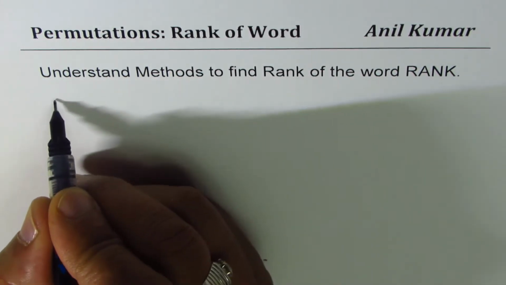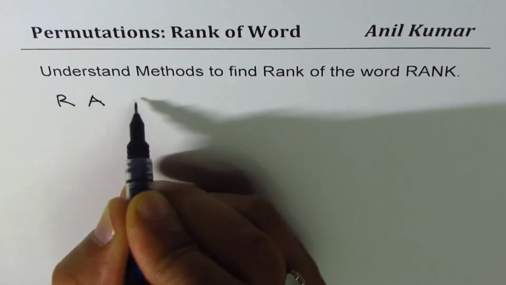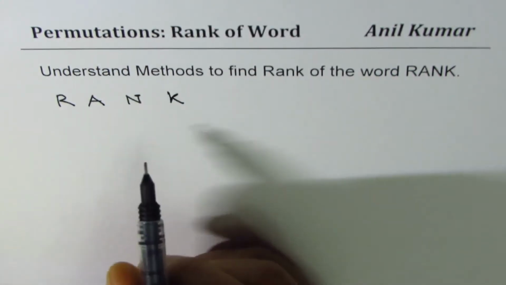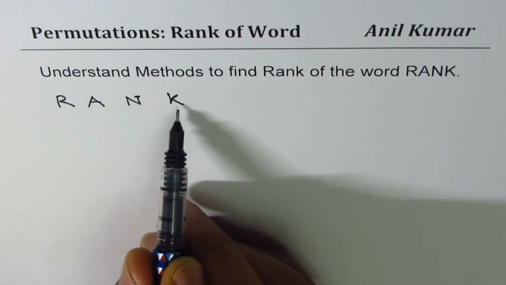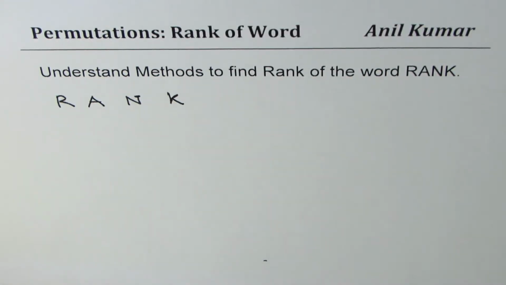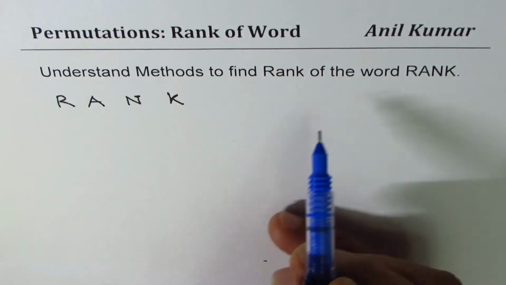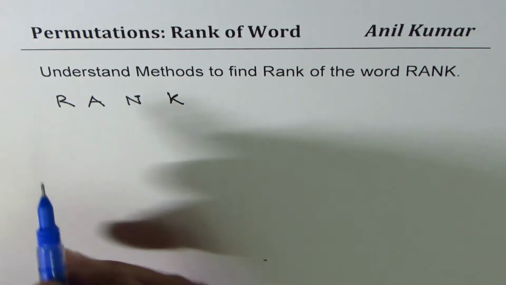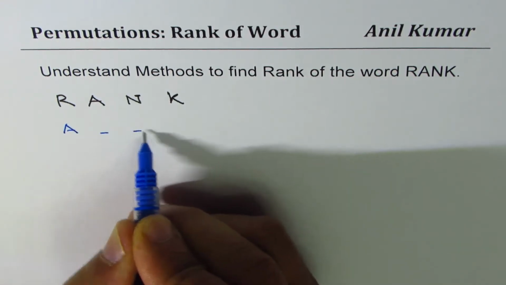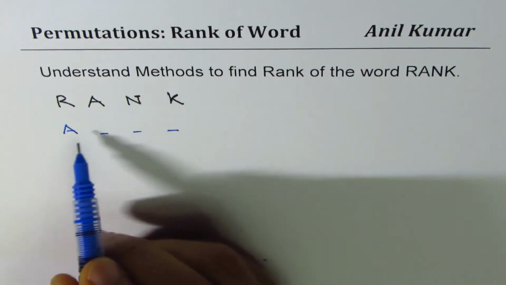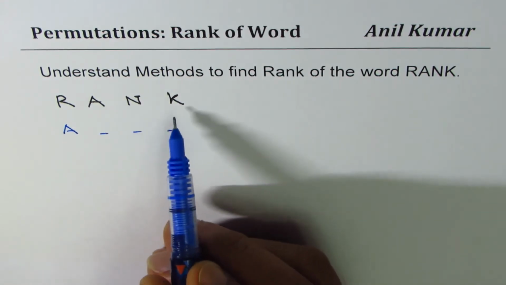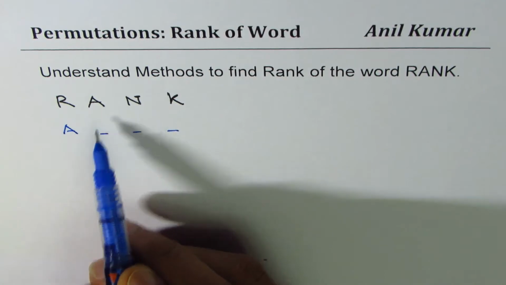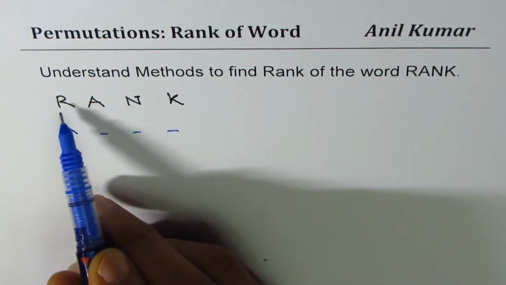So it's a four-letter word. Let me rewrite the word here. R-A-N-K. So if you want to write words which can be formed using four letters R-A-N-K, what can you do? Let's begin in alphabetical order. We can start with A, for example, right? And fill in these three positions with the other letters and get a lot of words. And then we know rank will be way behind, right? Because rank starts with R, not A. So all these combinations will come before rank, correct?